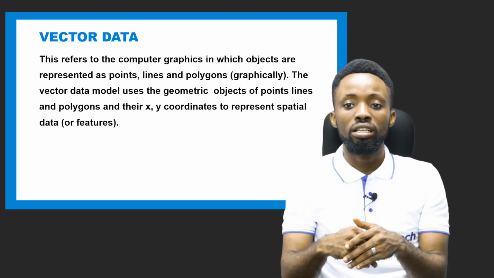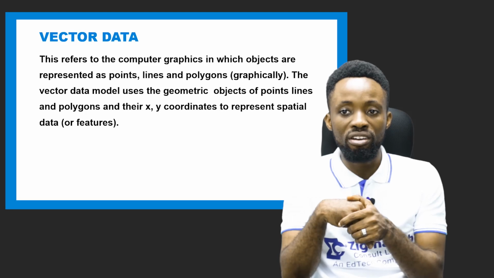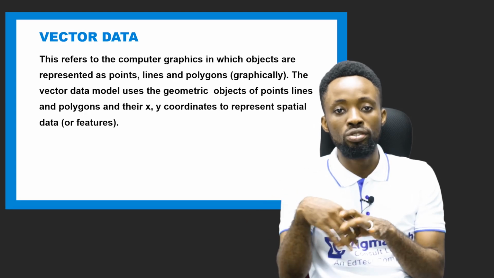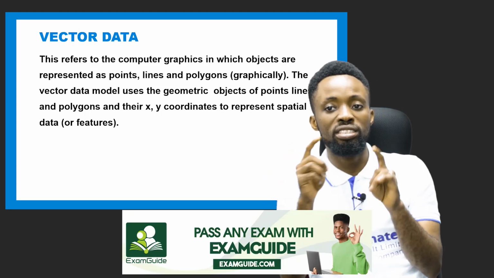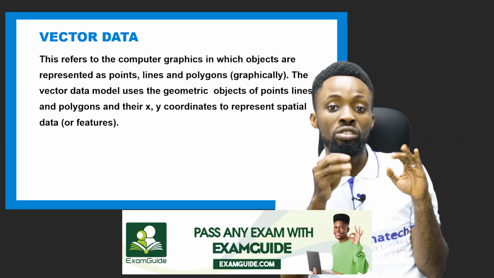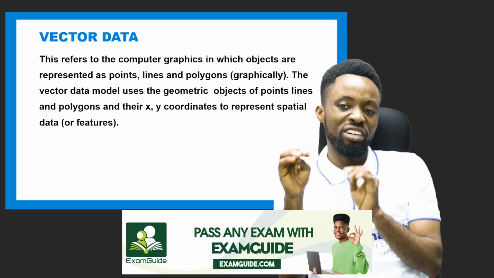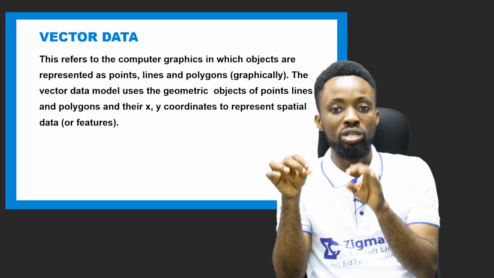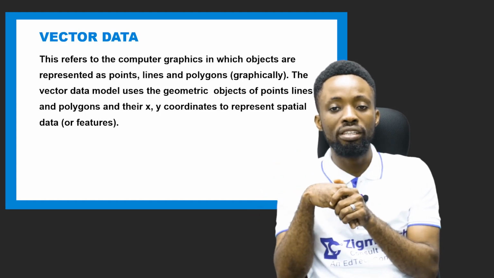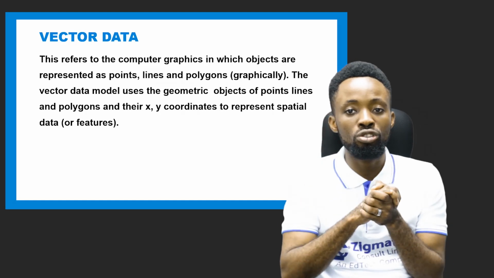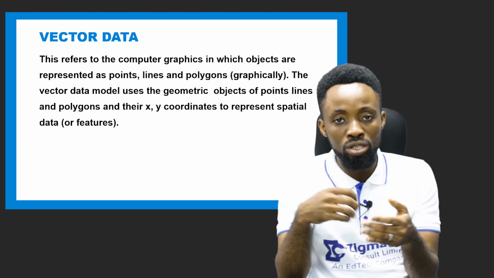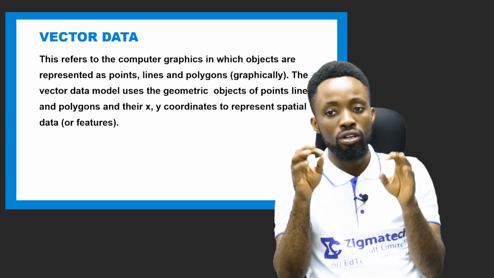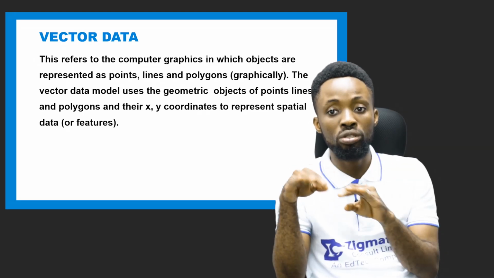Now, the next type of data, which is the opposite of the raster data, is called vector data. Vector data refers to computer graphics, and they are presented as points, lines, and polygons. But mind you, we say that raster data is presented in the form of grid cells and pixels. For vector data, objects are represented with points, lines, and polygons. The vector data model makes use of geometric objects of points, lines, and polygons, and their xy coordinates to represent features that we have on the surface of the earth, or spatial features.